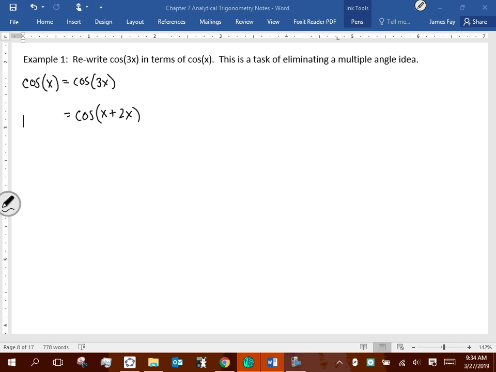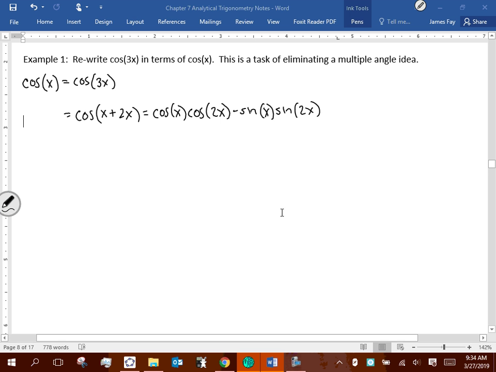Now, why is that useful? Why does that benefit us? That's a sum rule now for cosine. So doesn't that look like this? Cosine x, cosine 2x, minus sine x, sine 2x.